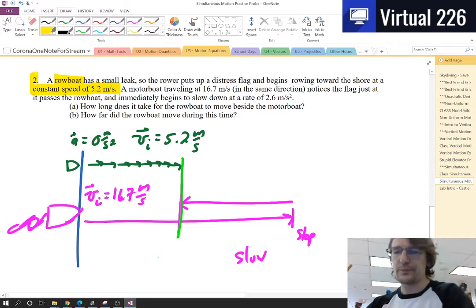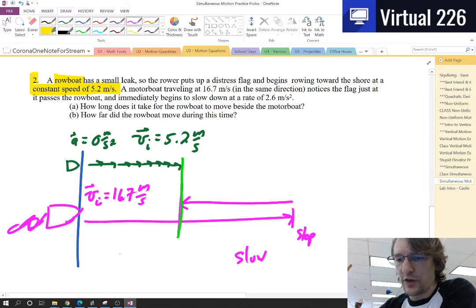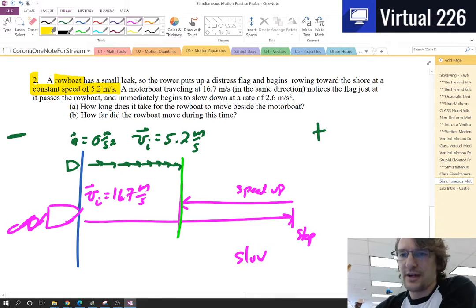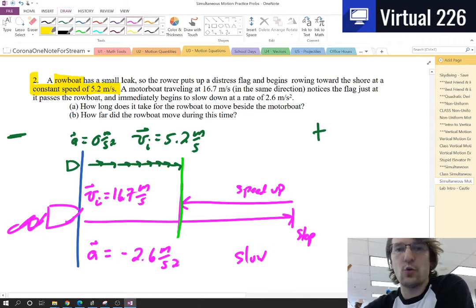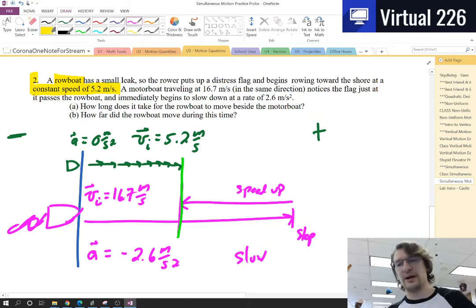Okay? So we know the motorboat is going to be slowing on the way out and then speeding up going back to the rowboat, so this acceleration needs to be acting to the left. We're calling velocities positive that are going to the right, but that means values going to the left are negative, which means that this acceleration here is going to be a negative 2.6 meters per second squared for the motorboat. Because it has to slow down, so the acceleration and velocity are in opposite directions, and then it has to speed up to get back to that rowboat.